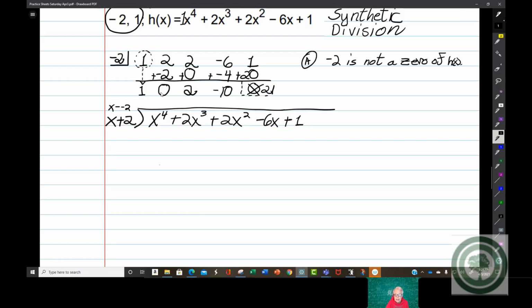And these right here are the quotient I got. That is 1x to the third plus 0x squared plus 2x minus 10. We would call this the quotient.